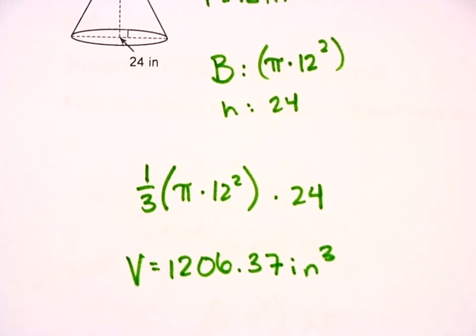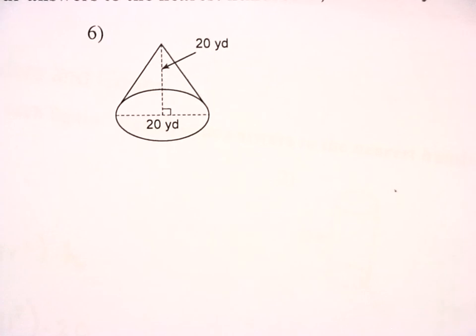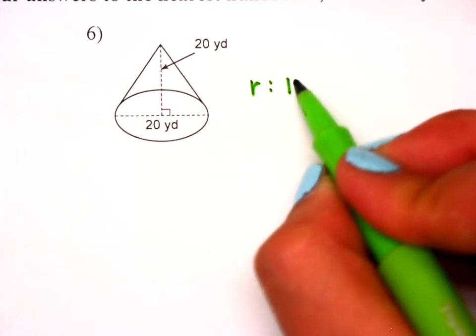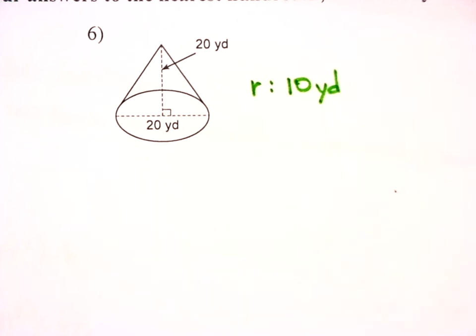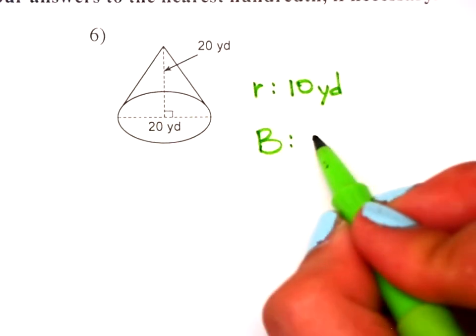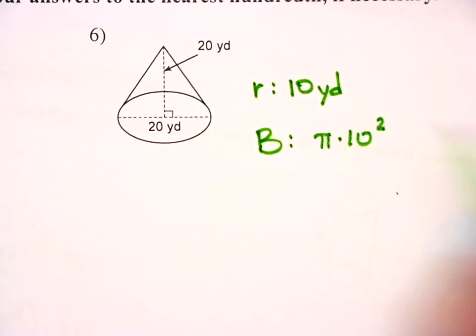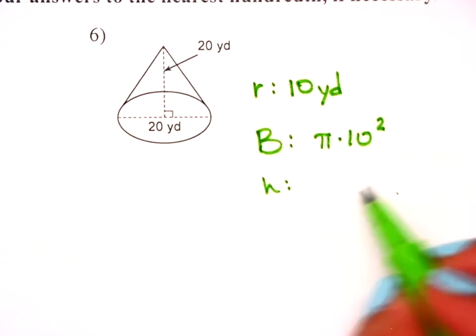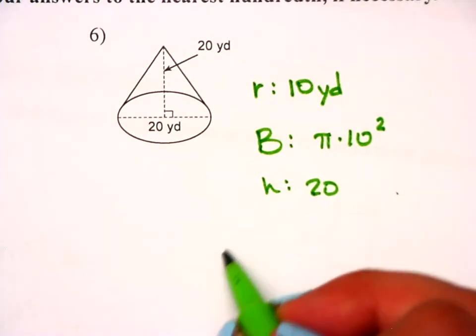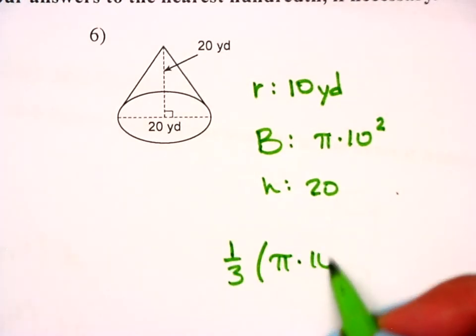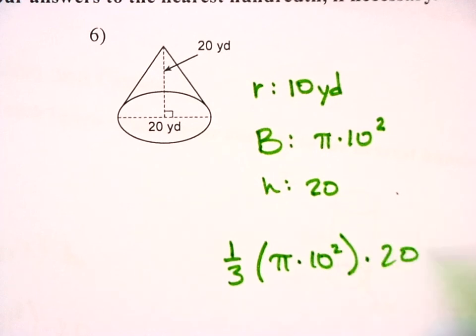Okay, one more where we're going to round, and then we'll try some with pi. So we've got another cone here. Again, we've got the diameter, so don't forget to rewrite the radius. That's 10 yards, it's half. I know the area of my base, so this circle right here is pi r squared. And then I know the height of the object is 20. Okay, let's go to our formula. 1/3 area of the base, which is a circle, times the height of the object.